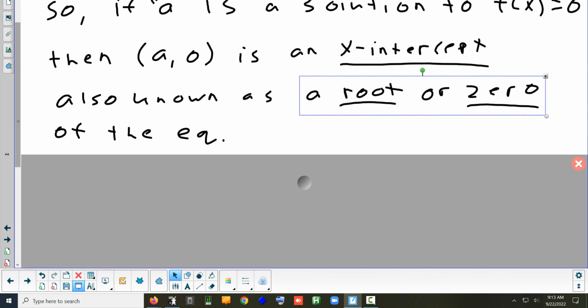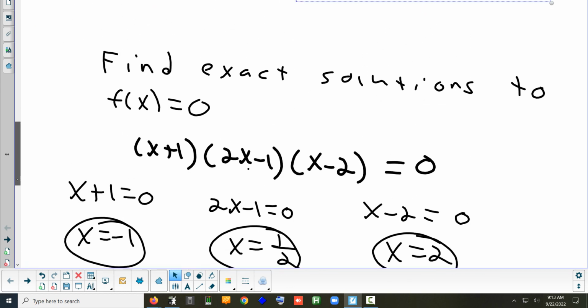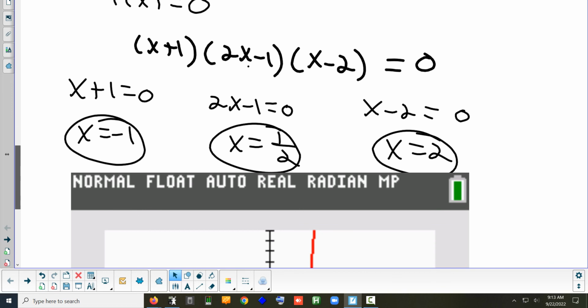If you are answering a problem and it asks you to find the roots or the zeros, how would you write that out in an appropriate manner? In this one, they said find the exact solutions to f of x equals 0. You would just write x equals, and x equals. That's how you would write it.